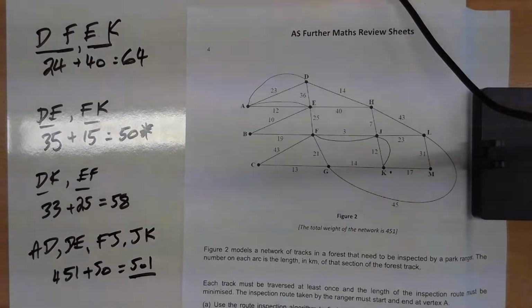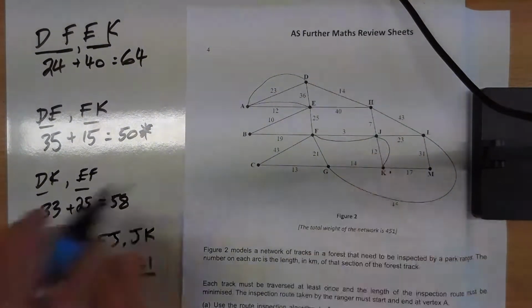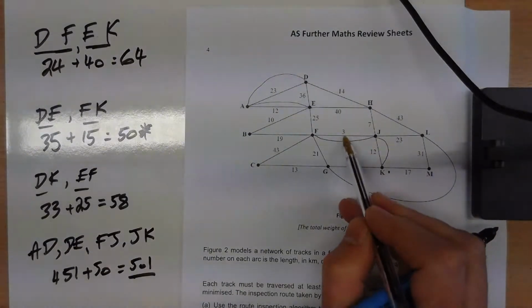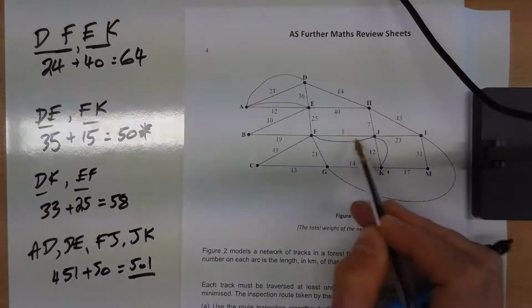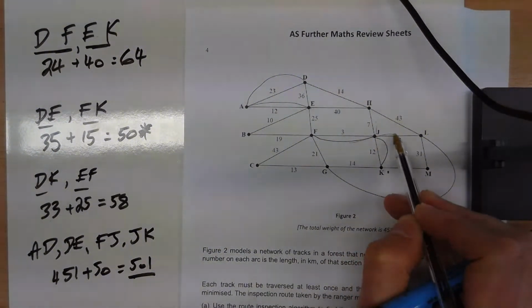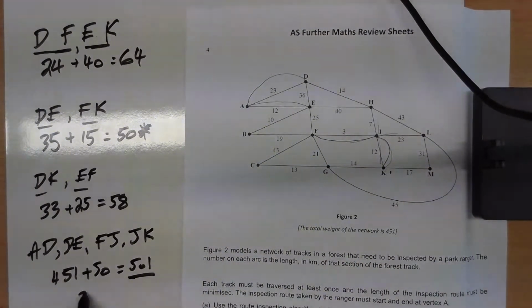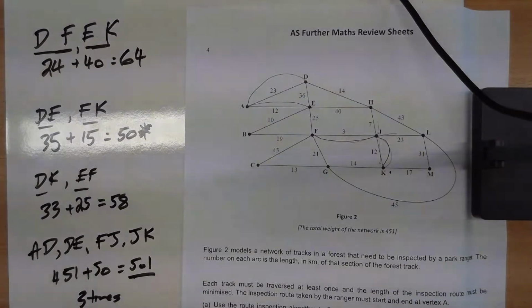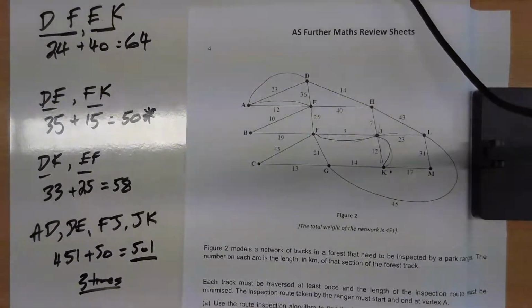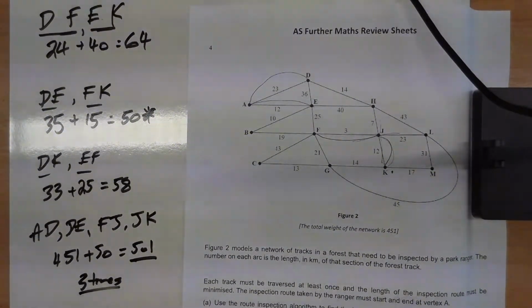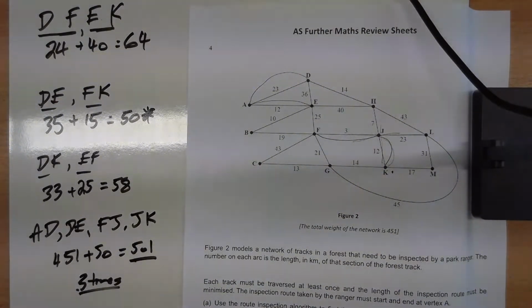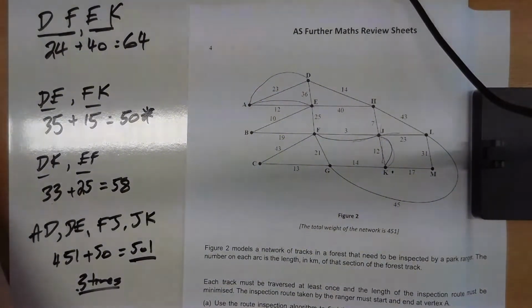How many times will J appear in the inspection? So J is there. So look, we'll arrive at J and go away. We'll arrive at J and go away. We'll arrive at J and go away. So it'll find 3 times, because there's 6 lines coming out of it. One's for arrival, one's for going away again. So J will appear 3 times in the network.